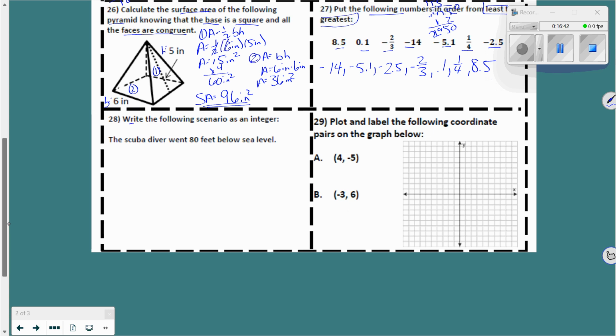28. Write the following scenario as an integer. The scuba diver went 80 feet below sea level. So the integer would be -80.